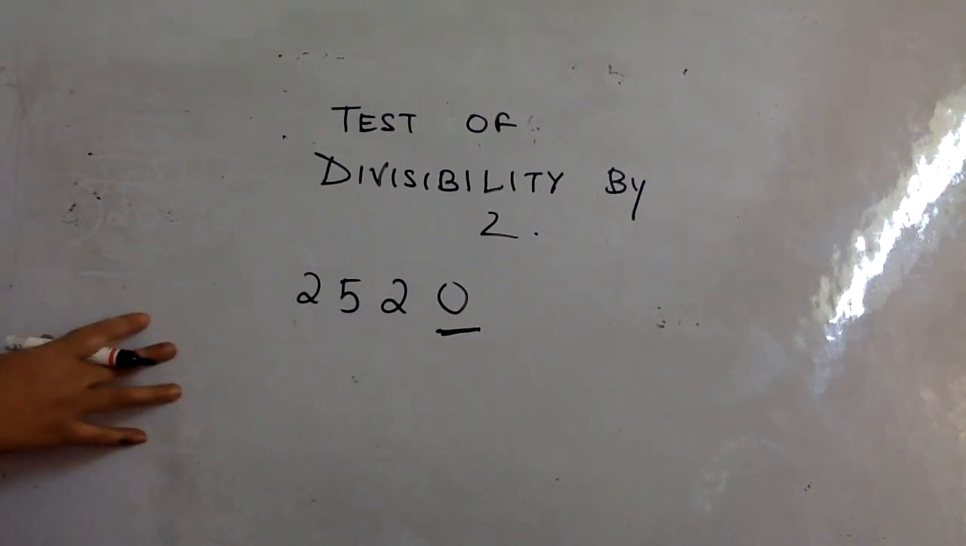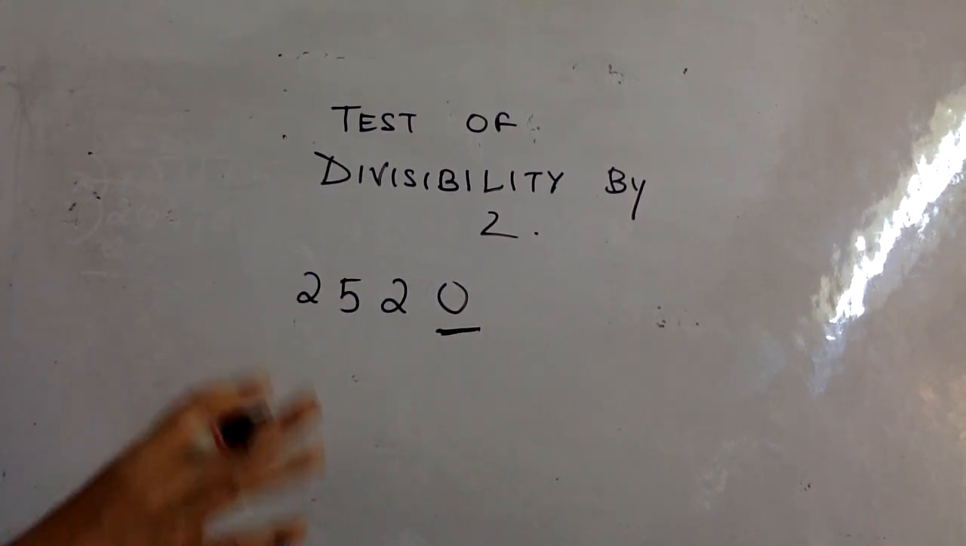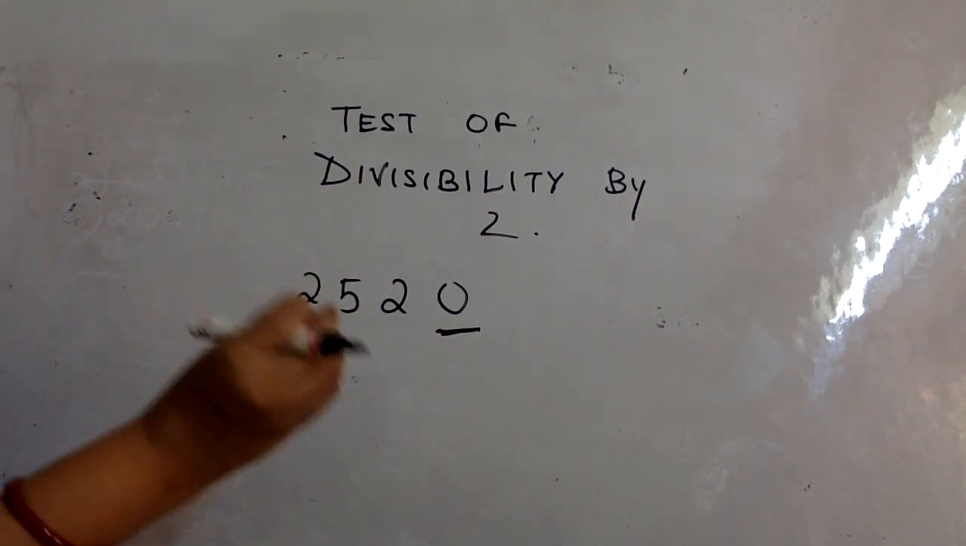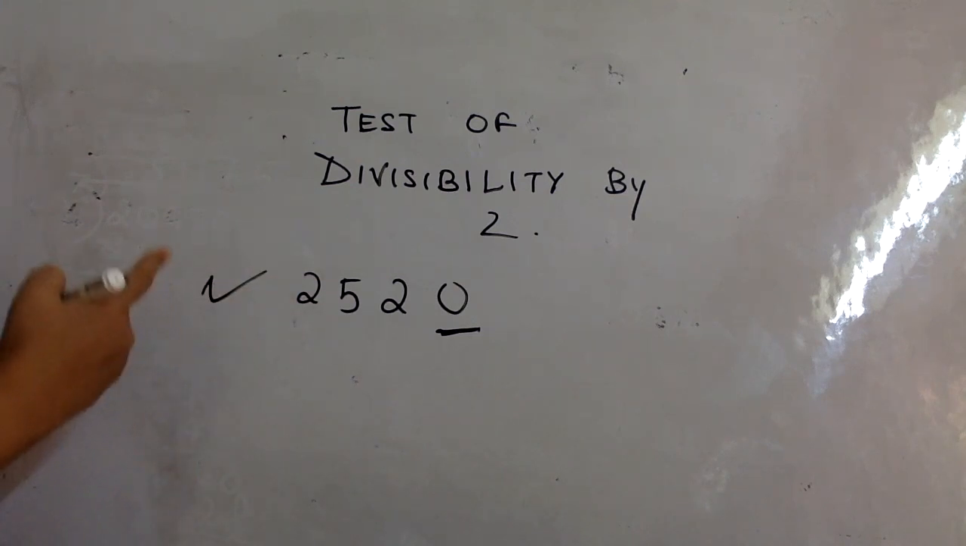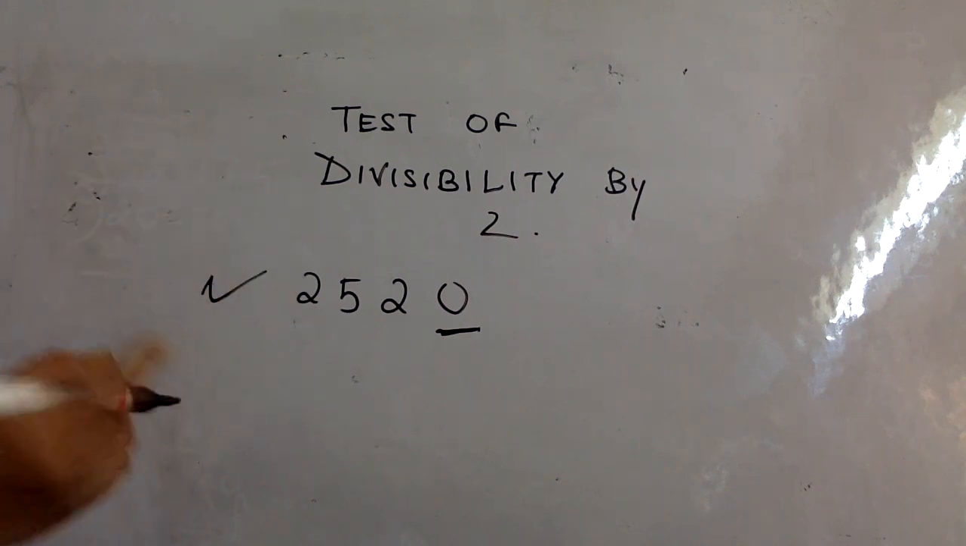The number can be 7-digit long. The number can be any big. That is immaterial to us. Only this matters. The last digit we have to see. If it is a 0, the number is divisible by 2. Now there is a second test also.